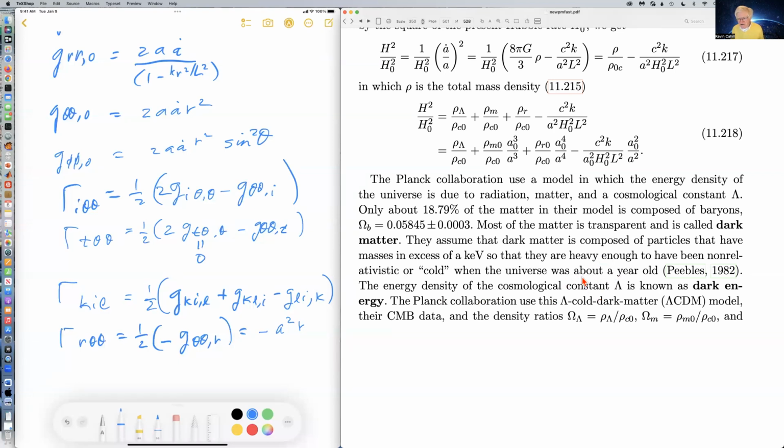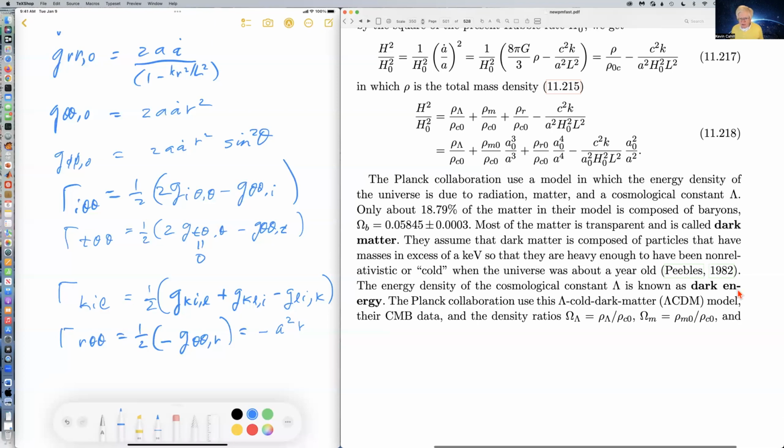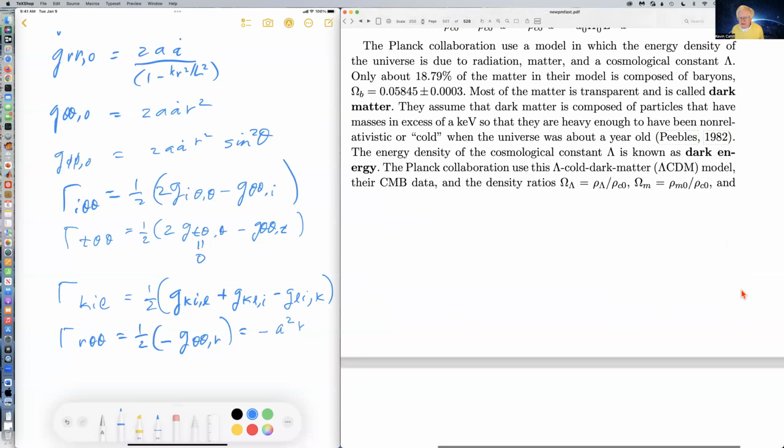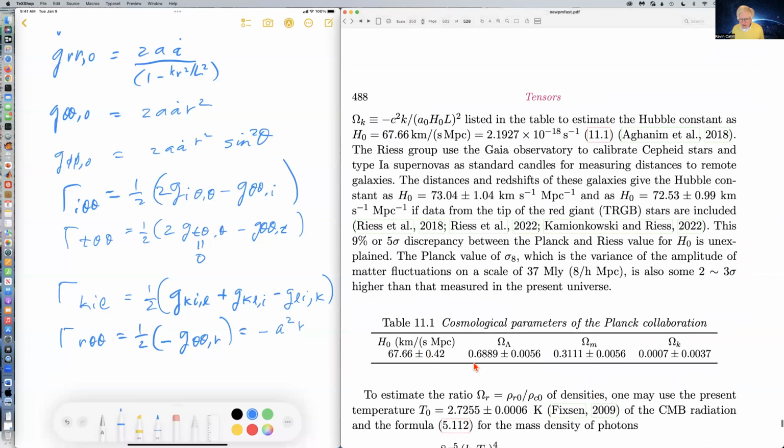Of course, the energy density of the cosmological constant is what we call dark energy. And so the Planck collaboration put in these assumptions that omega lambda is about 0.7, omega matter about 0.3, most of it dark, most of it transparent. And this they took to be undetectable, and so they put in a small positive value, but with an uncertainty that's vastly greater, about 5 times greater than the value.